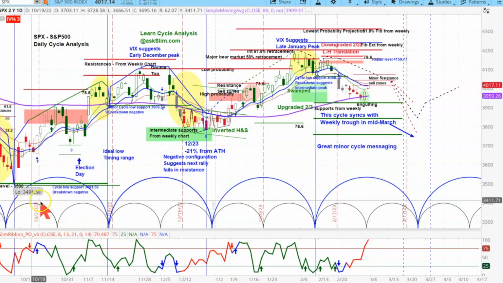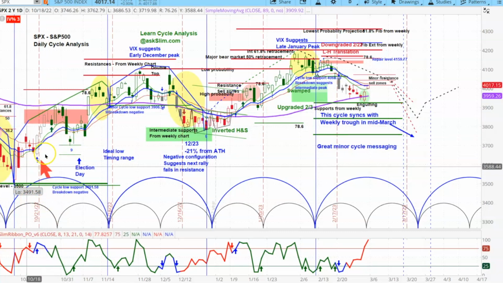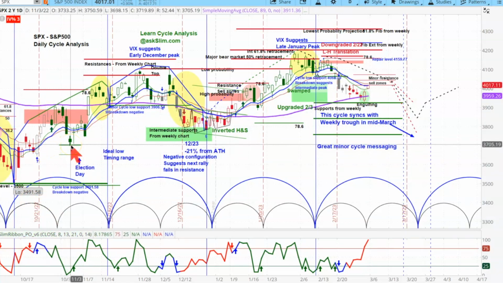You can see in here where the minor cycle bottomed right here. And then, because this was way above where this cycle started, it said that the next minor cycle was likely to be driven up by this upward momentum and make a higher high, and it did.